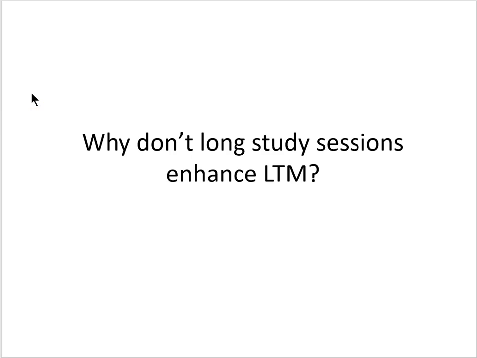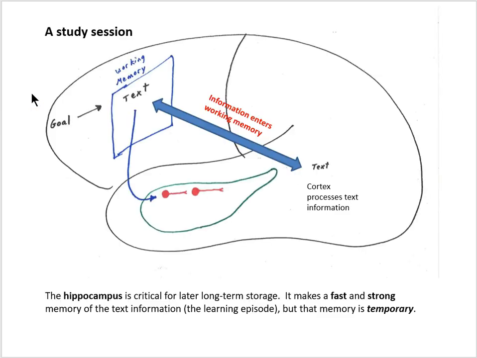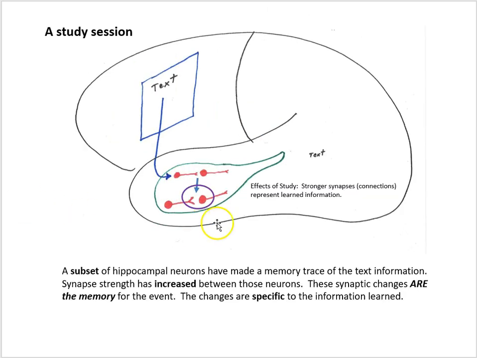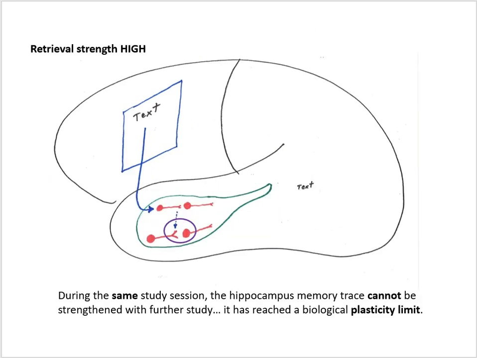Now, why don't long study sessions enhance long-term memory? Well, let's just think about what a study session is. We're going to be reading some text. Our cortex will process the information, send it into the working memory system. What's in working memory can be written into the long-term memory system by way of the hippocampus. The hippocampal memory traces involve synaptic plasticity. A subset of those hippocampal neurons will be allocated to the memory trace. Synapses will increase in strength, and this is the memory for the specific text information that we were reading.